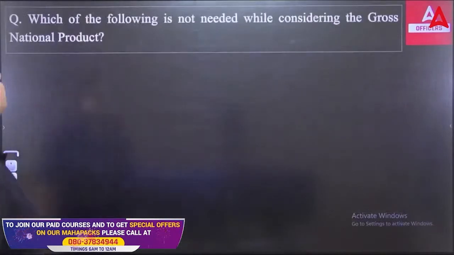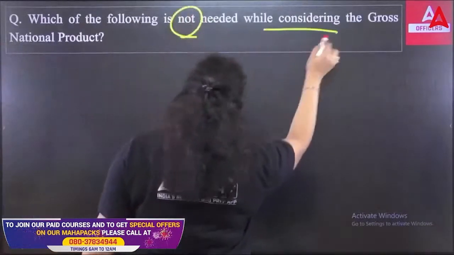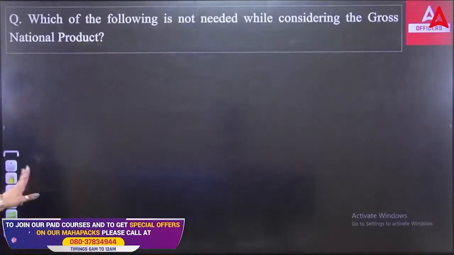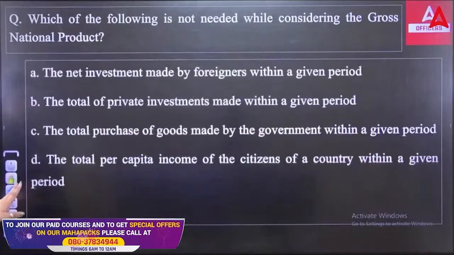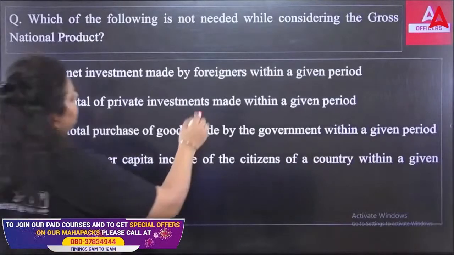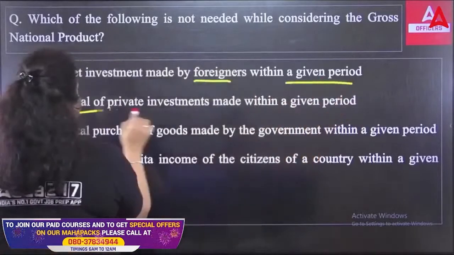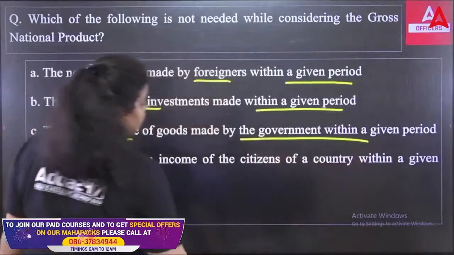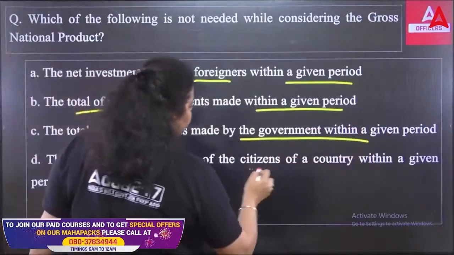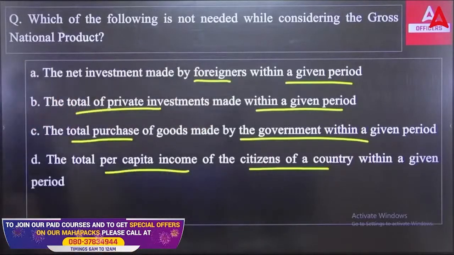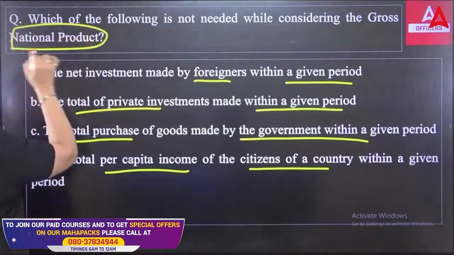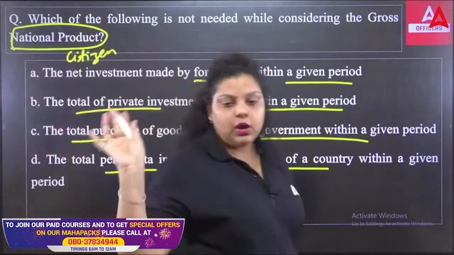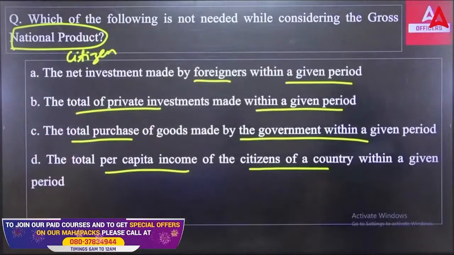Now, which of the following is not needed while considering the gross national product? First, the net investment made by foreigners within a given period. The total private investment made within a given period, the total purchase of goods made by the government within a given period, the total per capita income of a citizen of a country within a given period. So you are calculating national product. National product means the production has to be done by the citizen of a country. Now let me know which of the following is correct.